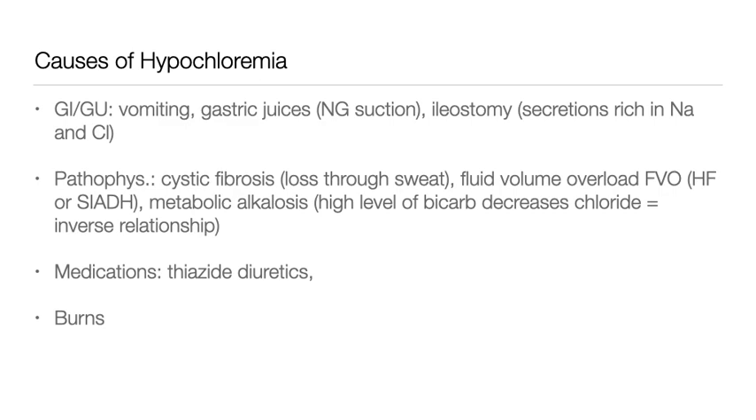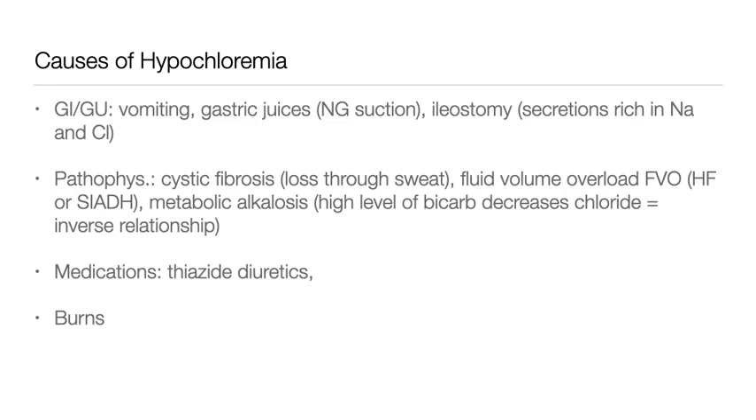Oh, and here we go. So in the GI/GU system, we're going to have hypochloremia caused by vomiting, hypochloremia caused by gastric juices being suctioned out of the patient, pancreatitis, remember, maybe other GI issue requiring no food or digestion to go on, maybe an ileostomy. These secretions are still rich in sodium and chloride, so as that fluid drains out of the ileum, you might lose some electrolytes. It's mainly sodium and chloride from that area.